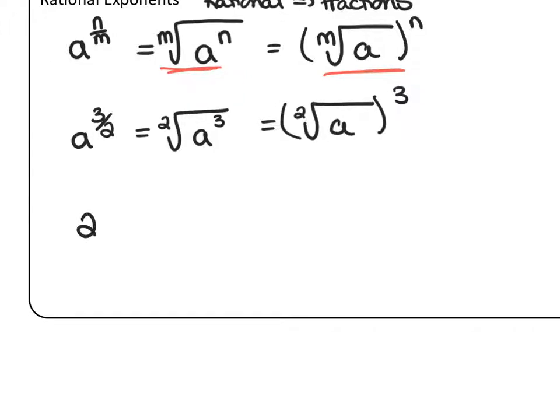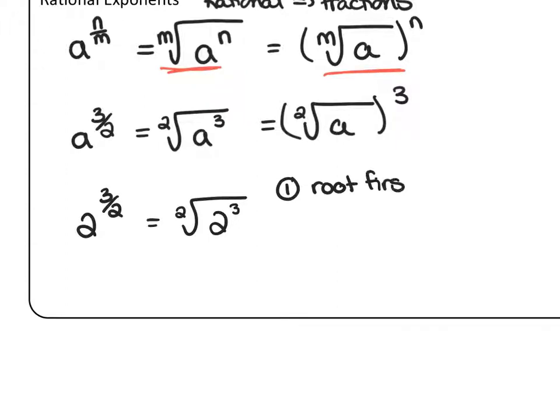So let's say we had 2 to the 3 halves. So with this one, it's going to become the square root of 2 to the 3. So you can calculate this 2 different ways. I'm going to show you each way. So the one way is to do the root first. So in this case, we're going to find the root of 2 first. So we're basically going to do this part first, and then we'll do the cube after.